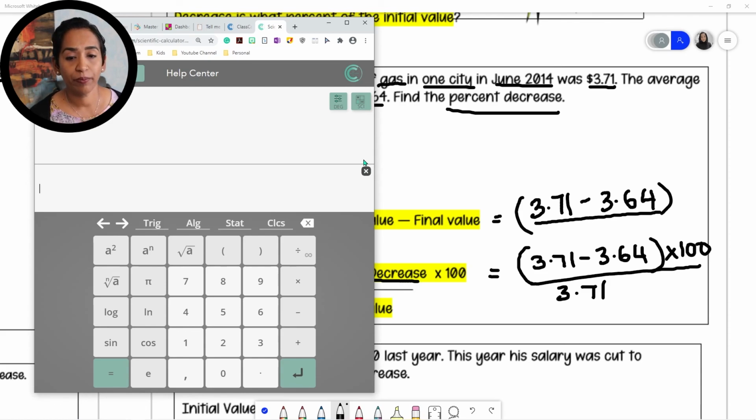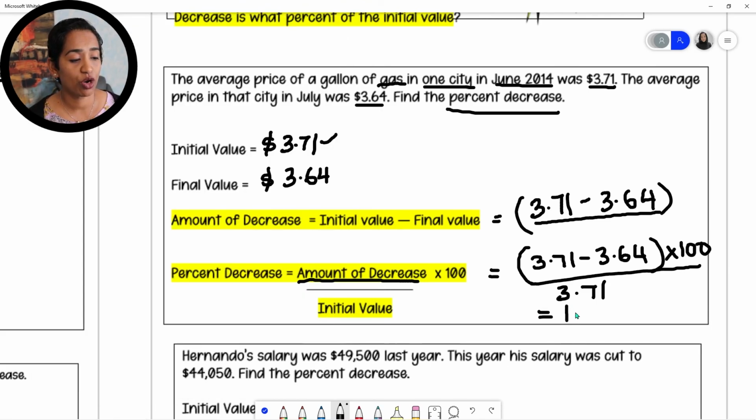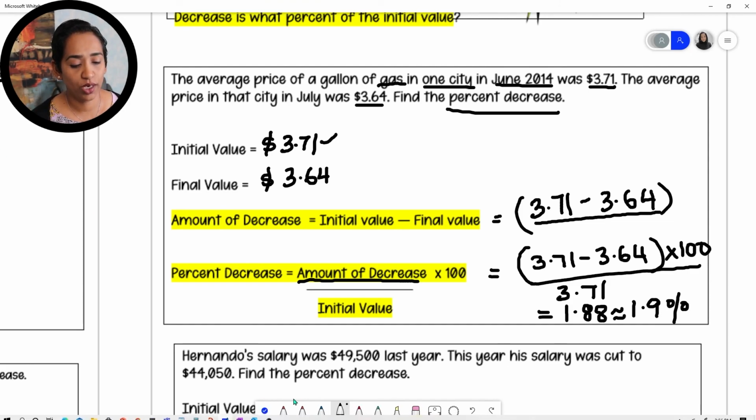I'm going to clear this up. Open parentheses, 3.71 minus 3.64, close parentheses, times 100 divided by 3.71. There you go. So it's 1.88. Let me write that down. So it's 1.88 percent. Again, please make sure you check what decimal value they want. I'm guessing it's 1/10, so it is 1.9% rounding off.